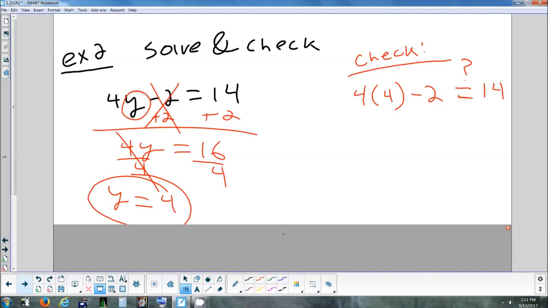Now, to check it, that's where you use PEMDAS. Follow your order of operations to simplify that. Gemini? So you do 4 times 4, which is 16. Okay. And then 16 minus 2 equals 14. 14 equals 14. Does that mean our answer worked or didn't work? It worked. Yes. Okay. Any questions on that one?